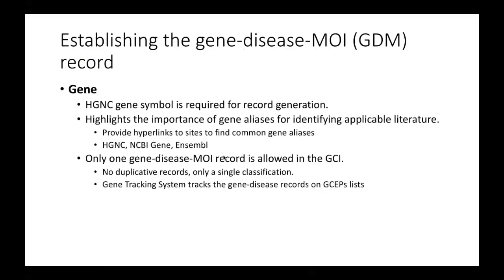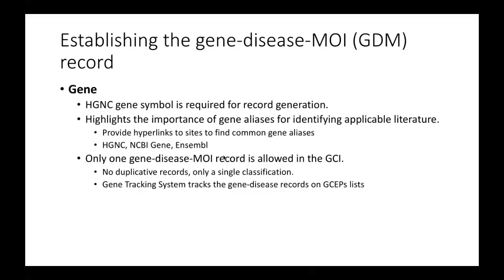We also highlight the importance of gene aliases for identifying applicable literature. So while you do need the HGNC symbol, it does not prevent you as a biocurator to use any of these gene aliases or protein names to be able to find information for your curation. We do provide sites like HGNC and NCBI Gene as well as Ensembl as places to find these common aliases.